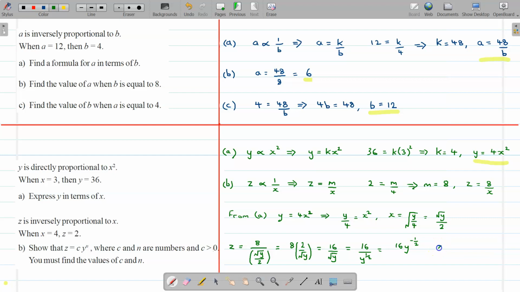So that's our answer, because the question wanted it in the form c y to the n. So in other words, c is the number 16 and n is the number negative a half, or negative 0.5. So you could just summarize by saying c equals 16 and n equals negative a half.